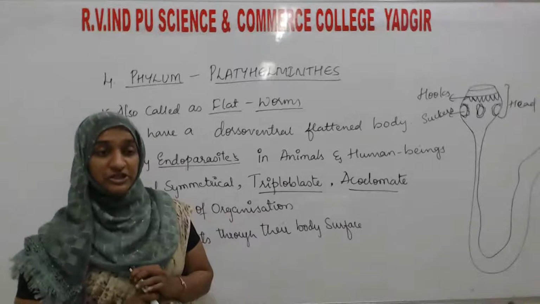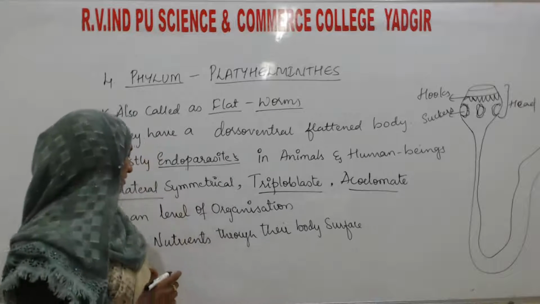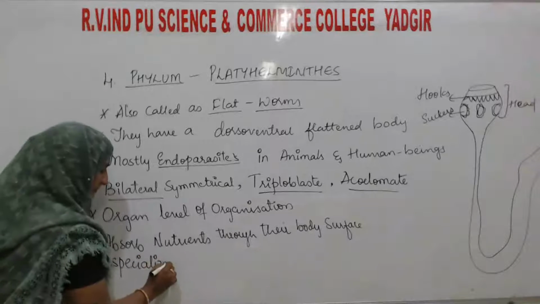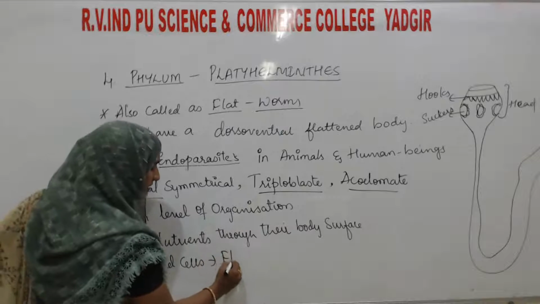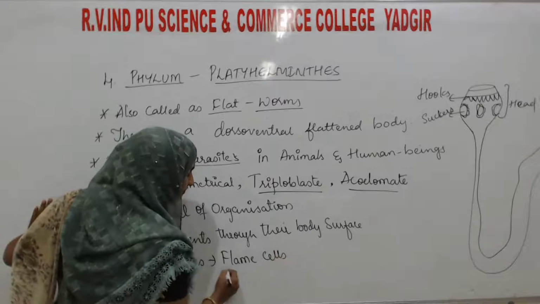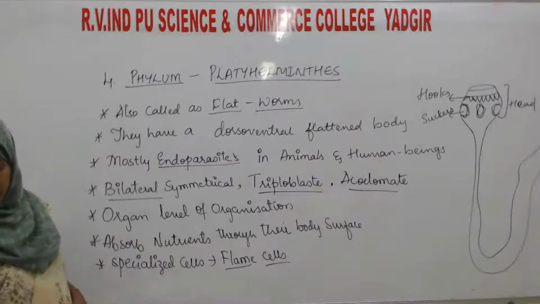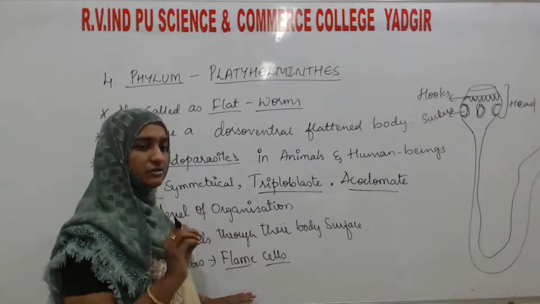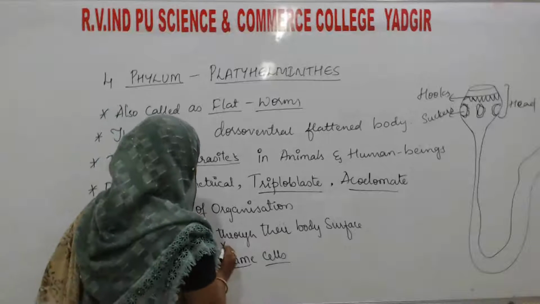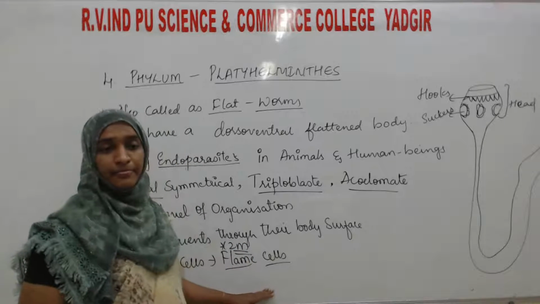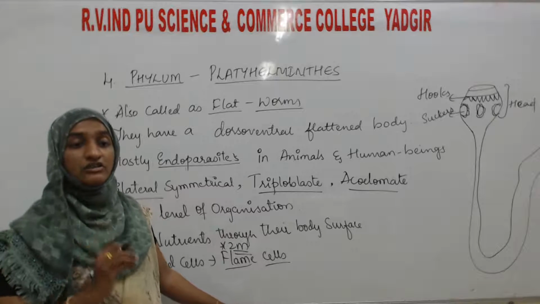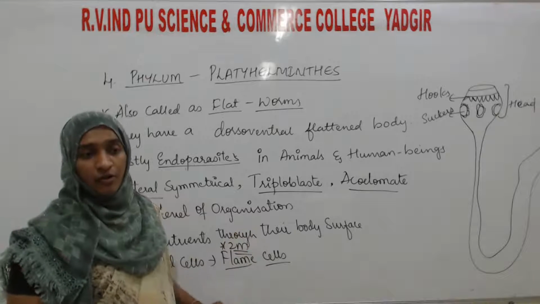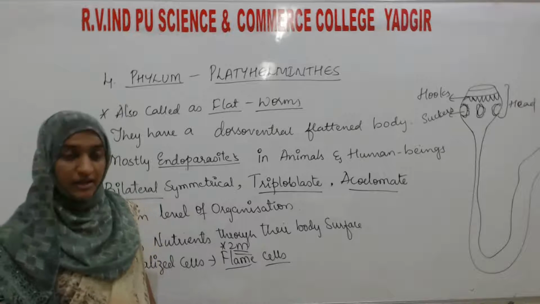So there is a presence of specialized cells in these flatworms. What are those specialized cells? They are known as the flame cells. So on the basis of flame cells, many times they will ask a question for 2 marks: what is the function of flame cells? These flame cells regulate osmoregulation, that is, the water balance in the body. Osmoregulation as well as excretion.